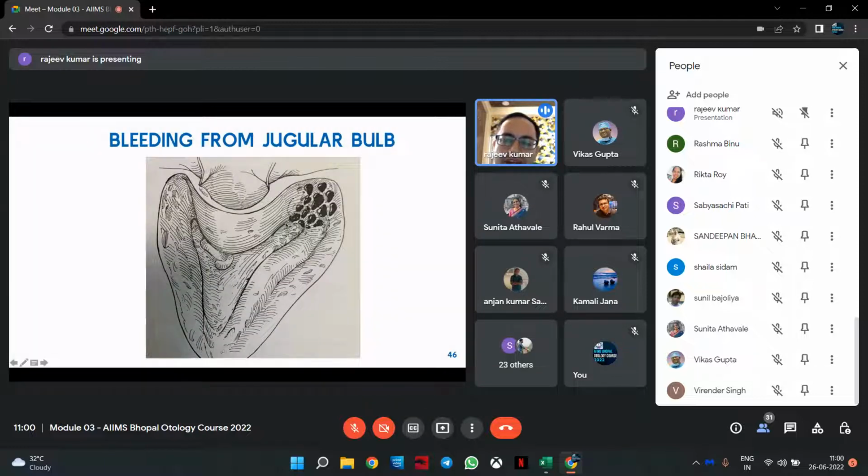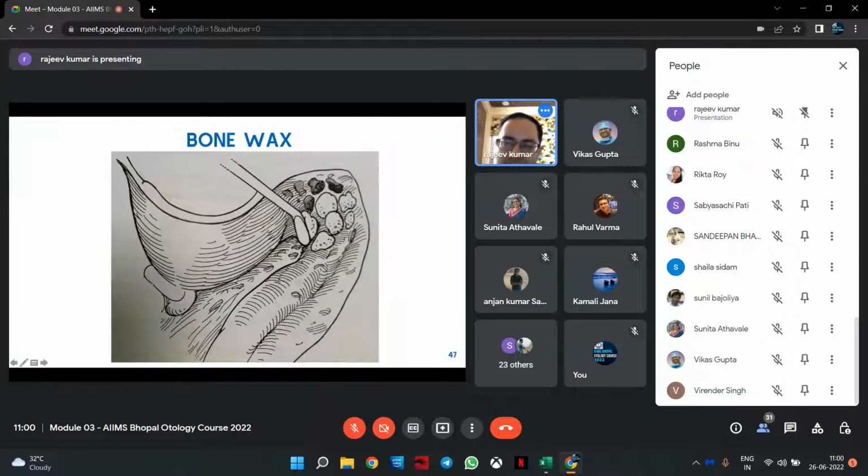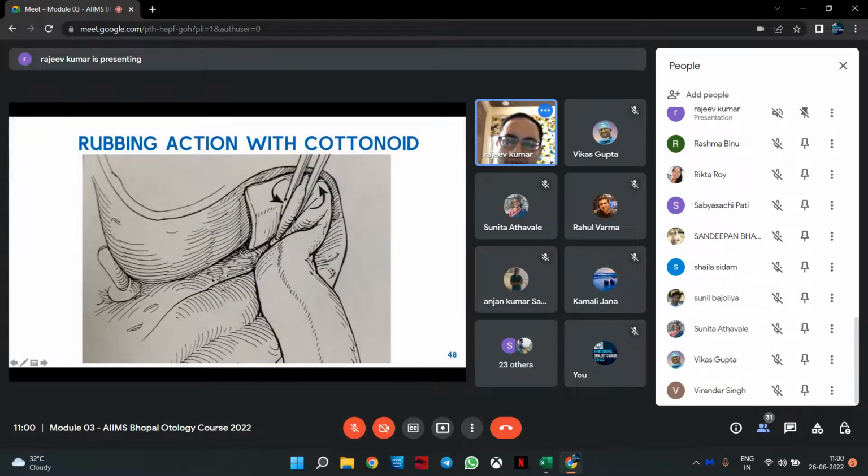If you are exploring the hypotympanum area, sometimes there is a high jugular bulb which is dehiscent and can lead to bleeding into the hypotympanic air cells. You simply use bone wax, fill those cells with bone wax and use a cottonoid to rub it so that it fits nicely in all the hypotympanic air cells and stops the bleeding.